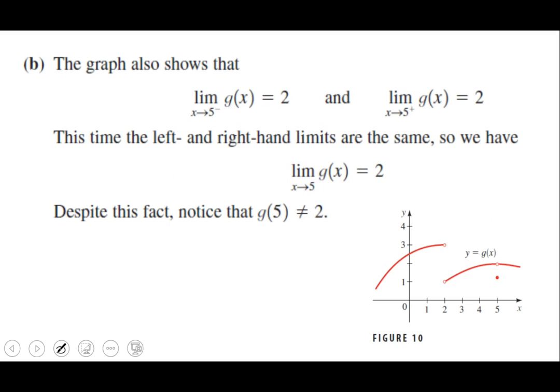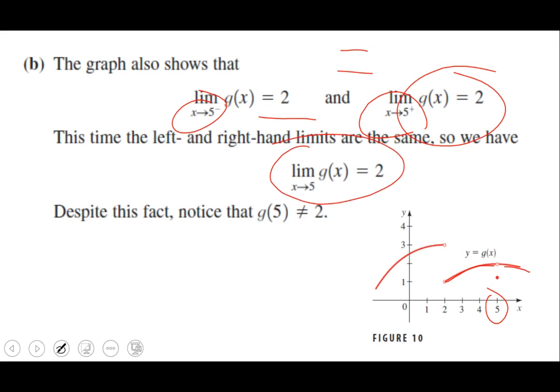Same graph, but part B. So now the magic number is 5. So 5 is over here. And again, we're going to consider first the left-hand approach. So if you're approaching 5 from the left-hand side, you're getting closer and closer from here, and that's going to 2. If you're approaching 5 from the right side, you're on the same piece, getting closer and closer to 2. Because the two limits are equal, you would say that the full limit as x goes to 5 is just 2.